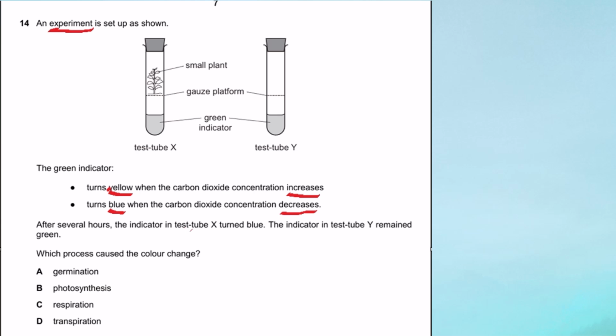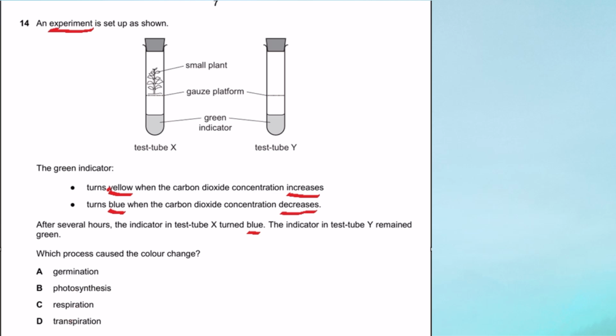Okay, after several hours, the indicator in the test tube turns blue, which means CO2 decreases. The indicator over here remains green. What process will cause the color change? Can it be germination? No. Germination will, in a closed one here, actually release CO2. Can it be respiration? No, respiration will release CO2.